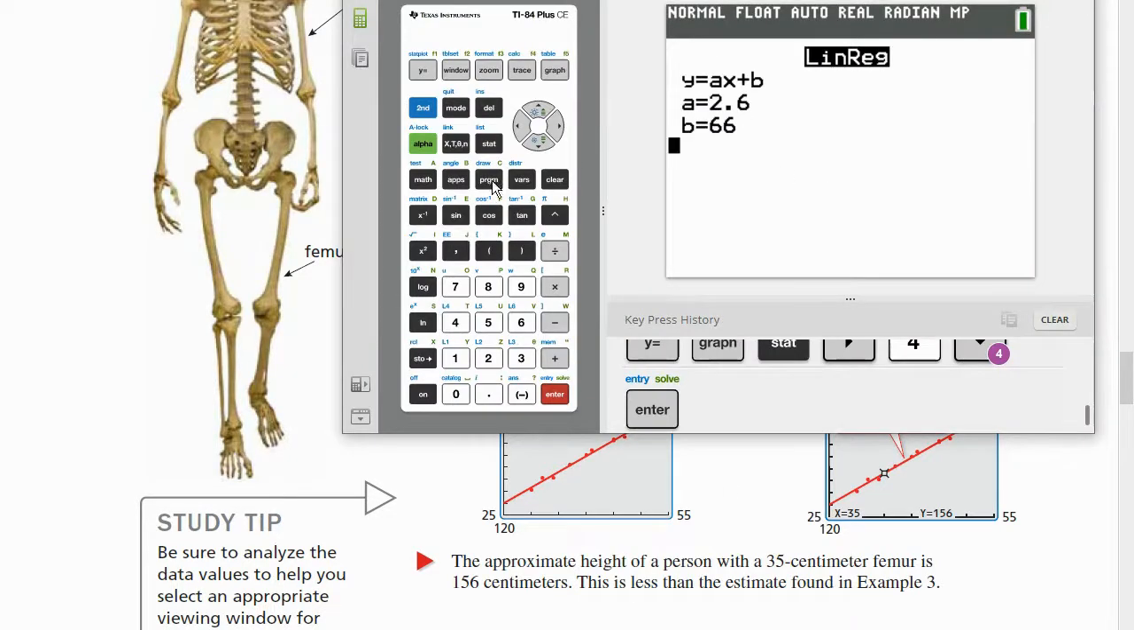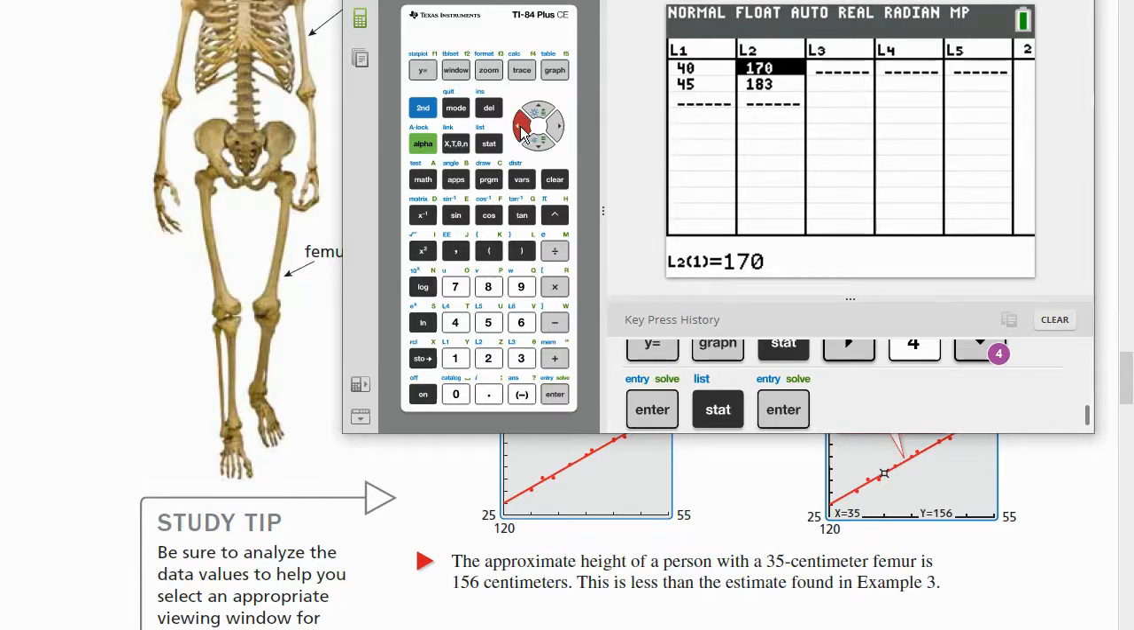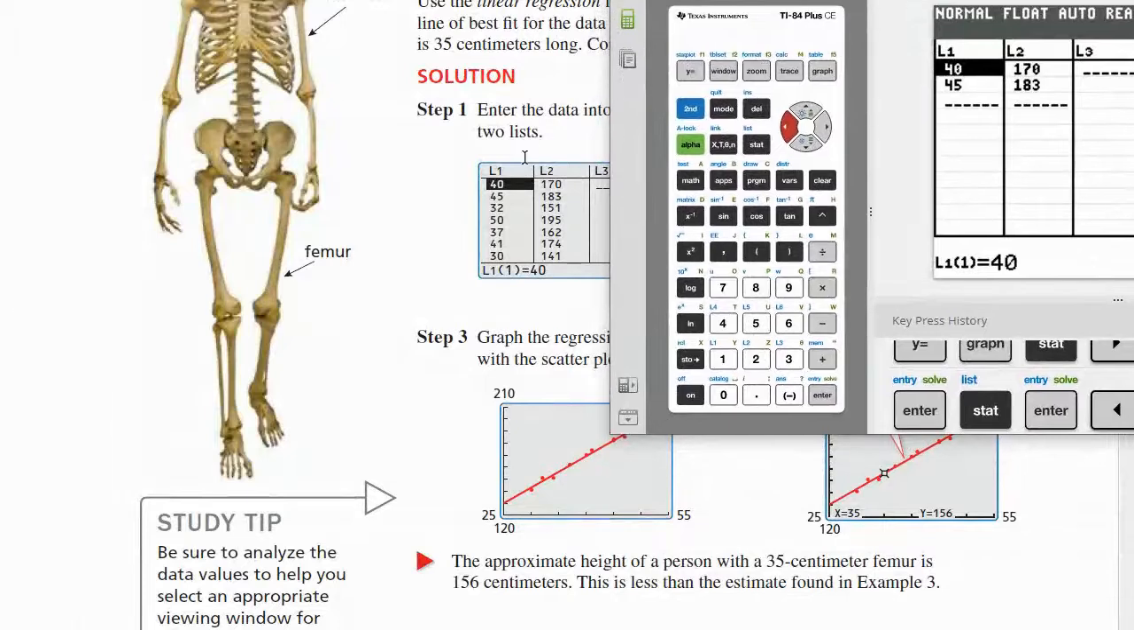All right, we would go to Stat, Edit, and in this particular case, you would actually want to enter all of these ordered pairs in here. So every single one of these, I'm not going to do them all just for time's sake, but you would type all these in here. Make sure that the X's and the Y's that go together are next door because these are ordered pairs. So the 45 goes with the 183, the 32 goes with the 151, etc.